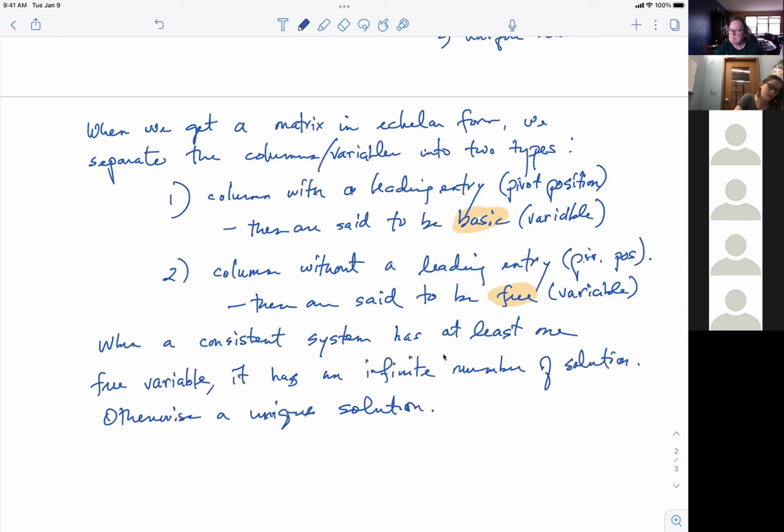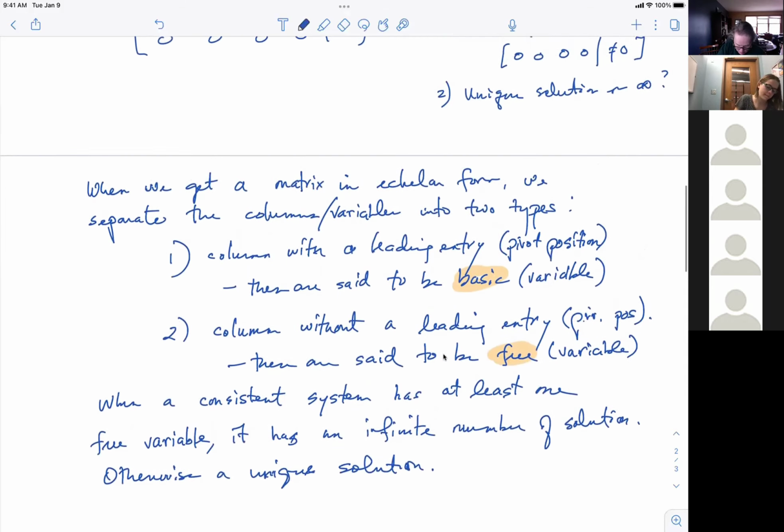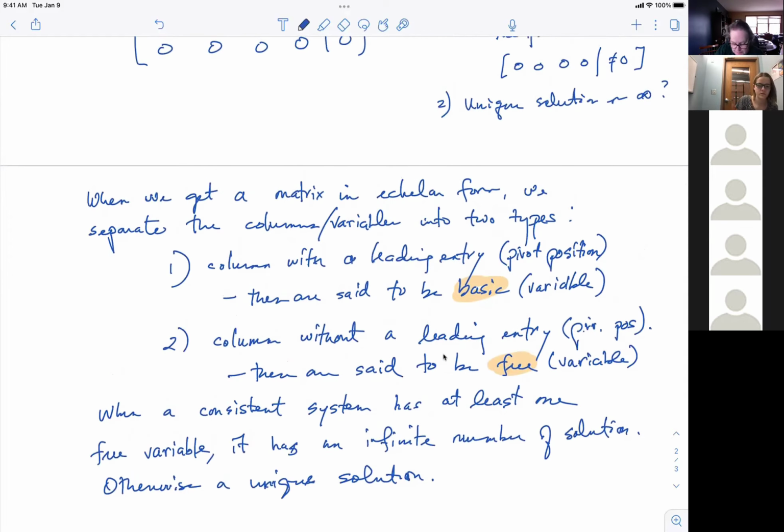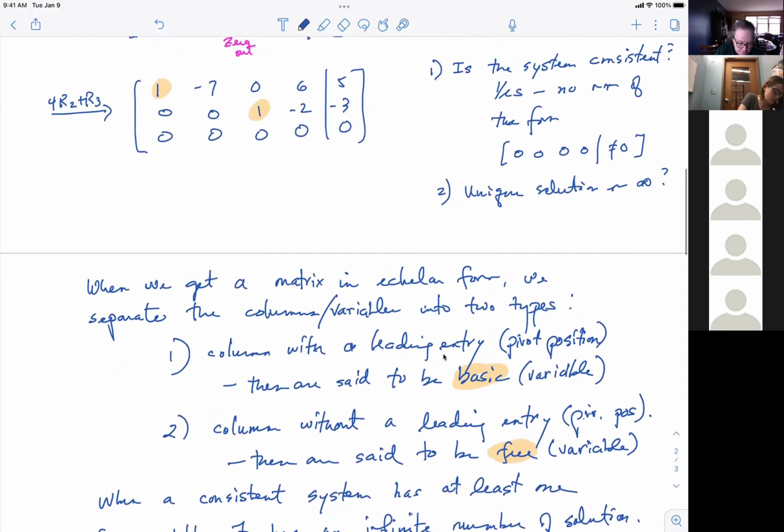Okay, so this is pretty much just saying that if there's an extra free variable, like that second zero in that second row, then it's going to have an infinite number of solutions. So if we look at this matrix, and you do this when you have the matrix in echelon form.